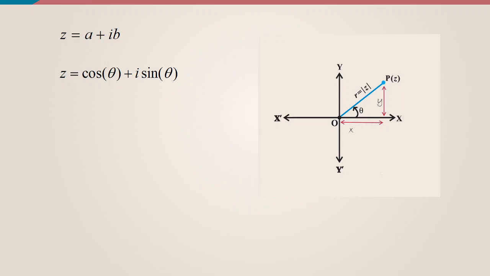Y will be sin theta, and x will be cos theta. We studied in trigonometry that the x-axis is cos theta and the y-axis is sin theta. Since it is imaginary, we can write this as i sin theta. So the value is the hypotenuse. The hypotenuse is equal to cos theta plus i sin theta.